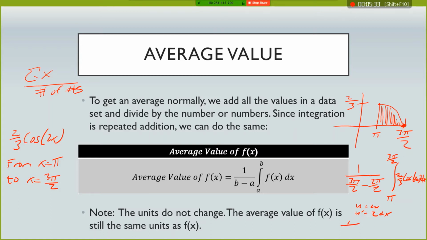I'll substitute 1 over pi over 2 times 1/3 times the integral of the cosine of u prime. U prime is the 2 and the dx. If u is 2x, then this would go from 2 pi to 3 pi now. That's 2 times pi and 2 times 3 pi over 2. Okay, so if I integrate cosine, in order to get to cosine, I would have to derive sine. So I would get the sine of u from 2 pi to 3 pi.